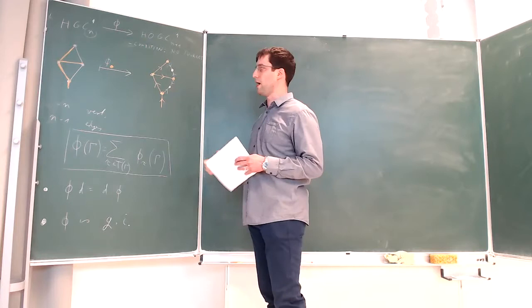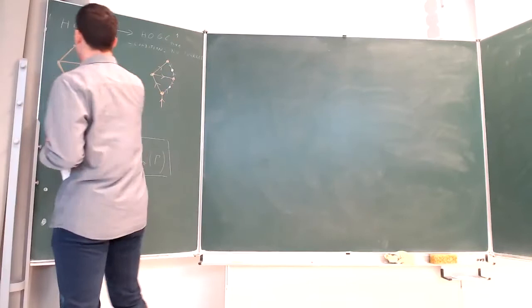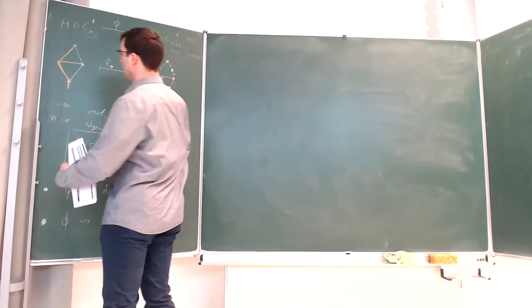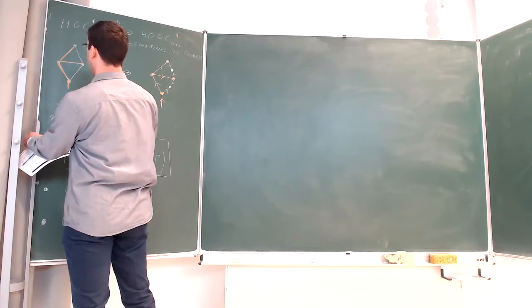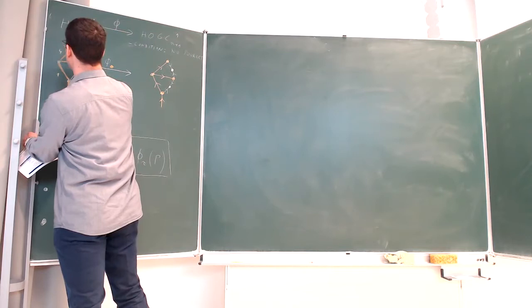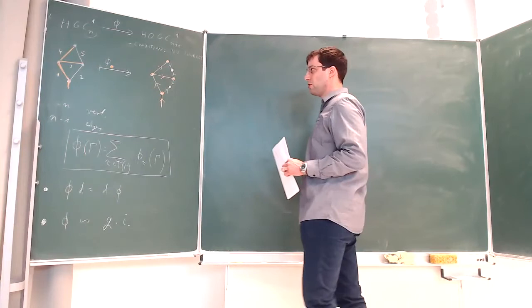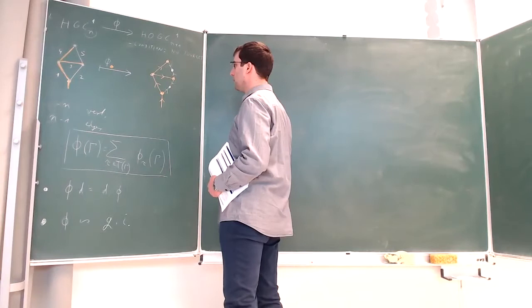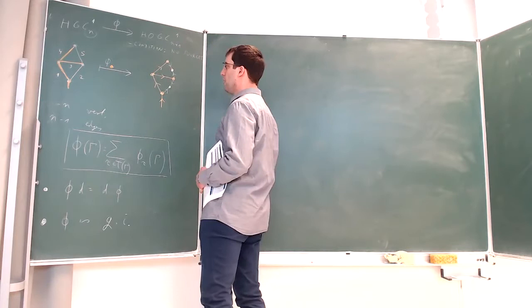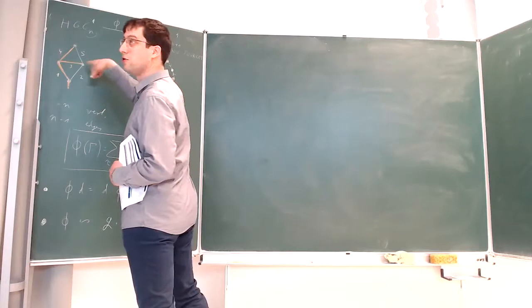So let's say here I start with even n. That means edges are odd. They have intrinsic labeling. Let's call them 1, 2, 3, 4, 5. So these are the numbering of edges. If I switch two edges, I get a minus sign. But here, edges are even, but vertices are odd. And I will label vertices with the labels of edges from here.